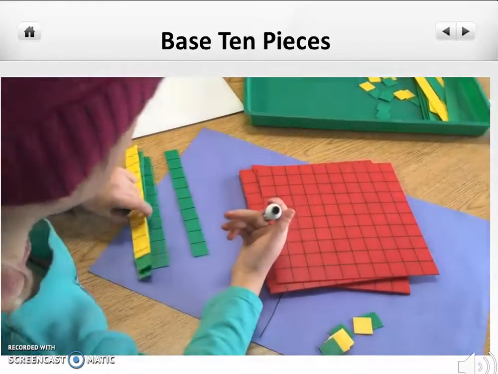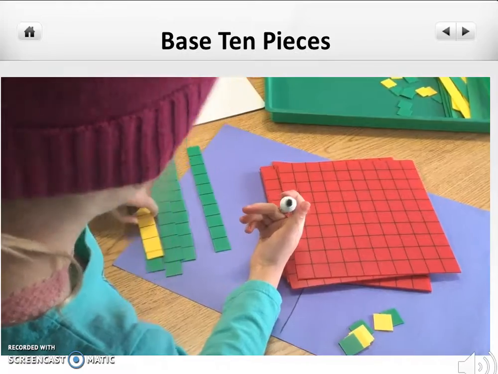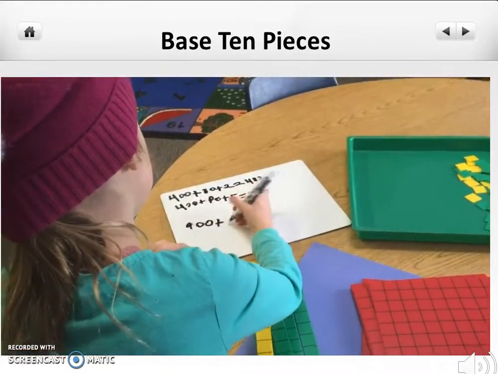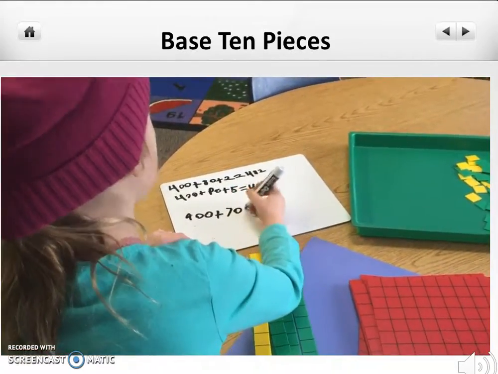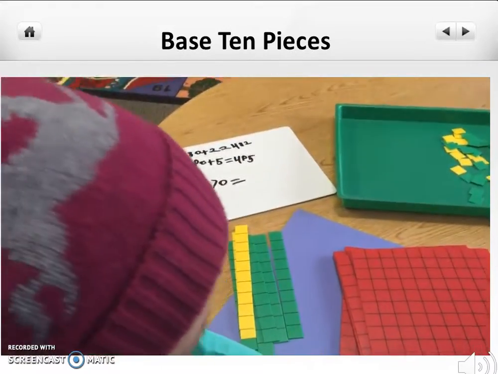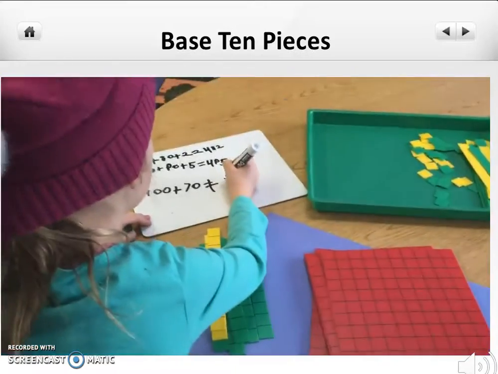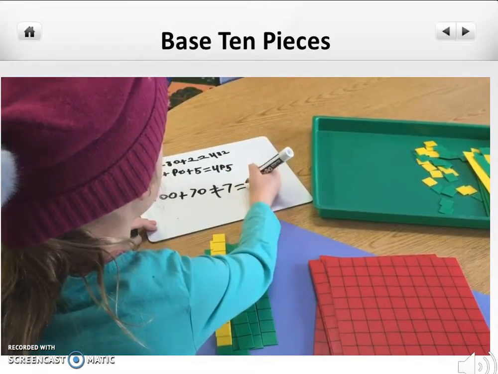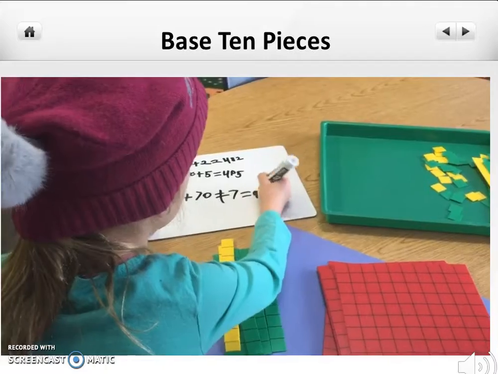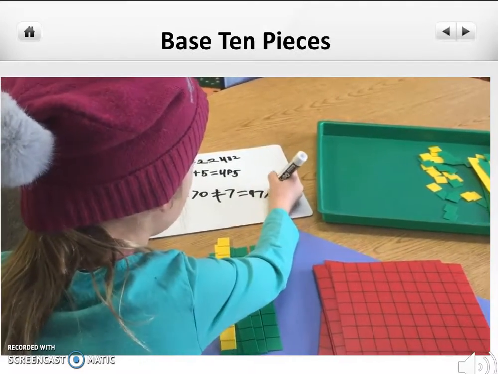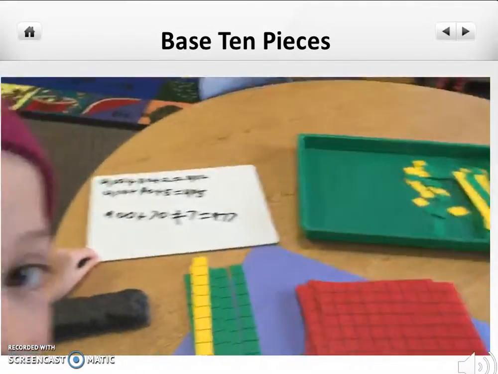Plus how many tens did we get? We got 70. And 7. 970. 970 and 7 is 977. And here's the answer, 977.